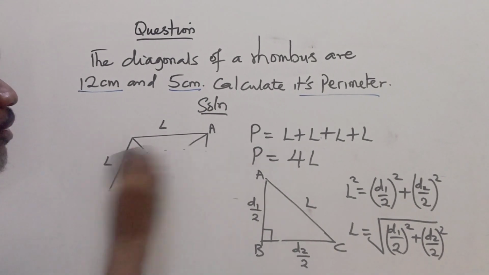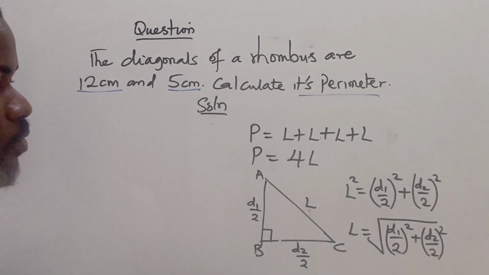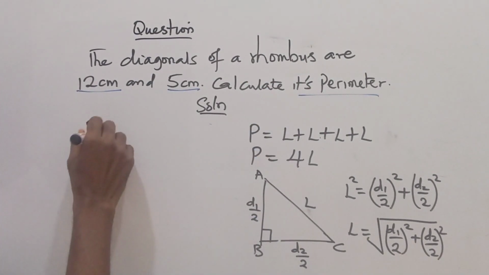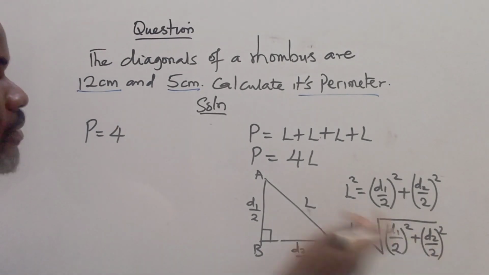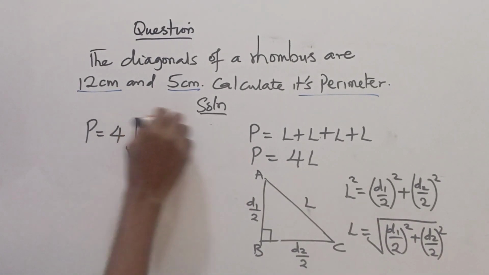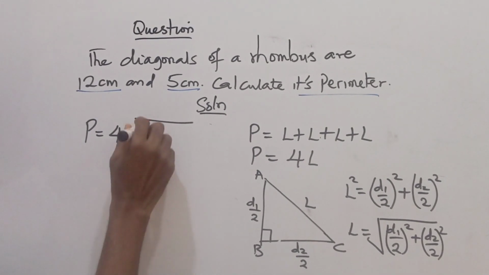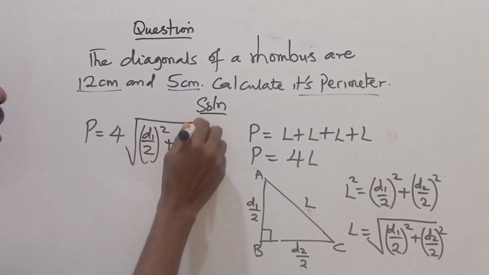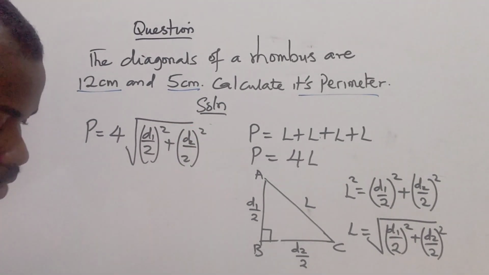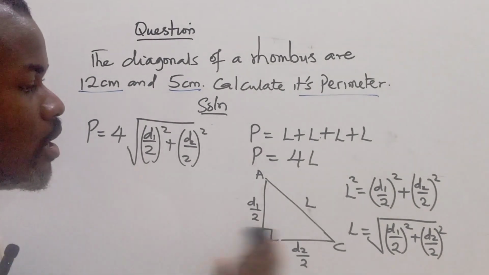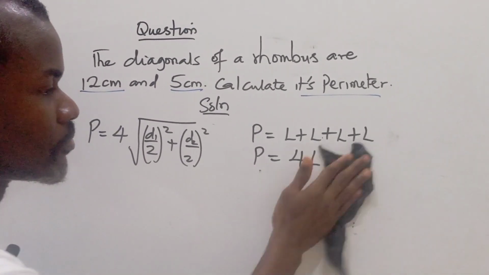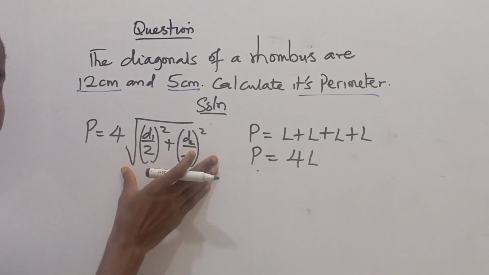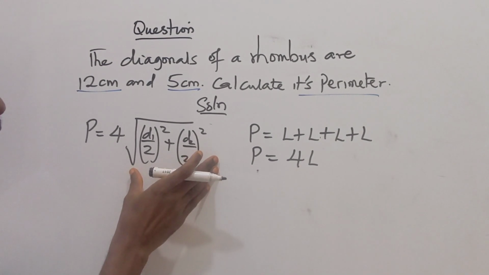Let me quickly erase this part so that we can proceed. Our perimeter for this question becomes 4 times L. So L is the square root of half of D1 squared plus half of D2 squared. This gives us the solution to the problem. But we can further simplify this to form another equation.